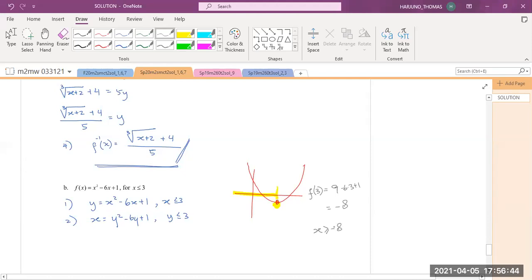Now, if it is embedded naturally in the function, then we don't need to write it. You can if you want to, okay? But if that's not our natural domain of the inverse, then we need to say that explicitly. So step 3, y minus 1 equals y squared minus 6y, for y is at most 3.